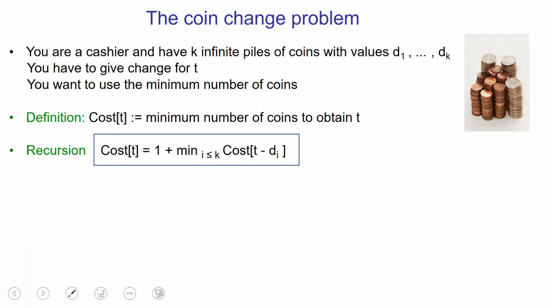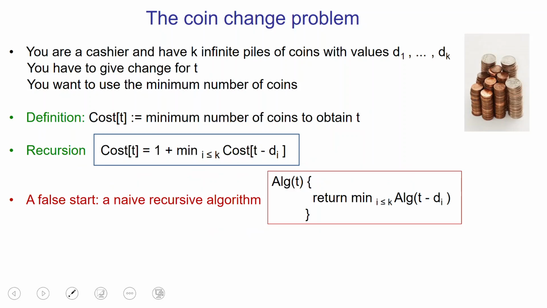Okay, so now we have this recursion written right here. Now, we will be tempted to just write down a straightforward recursive algorithm, but this would be a false start. A false start would be a naive recursive algorithm which simply calls itself recursively using this recursion. The algorithm to give the answer for t will just return the minimum of the algorithm of t minus di for i at most k. This is natural, but it's not the right thing to do.